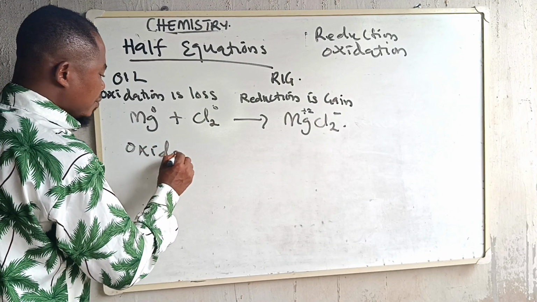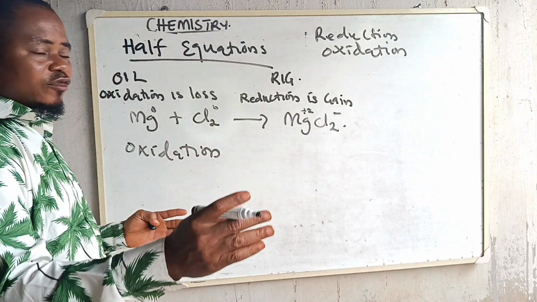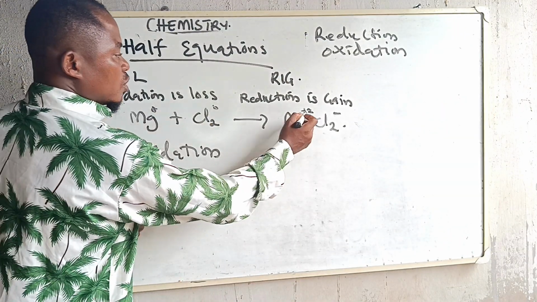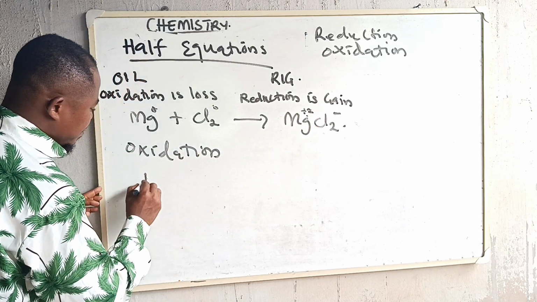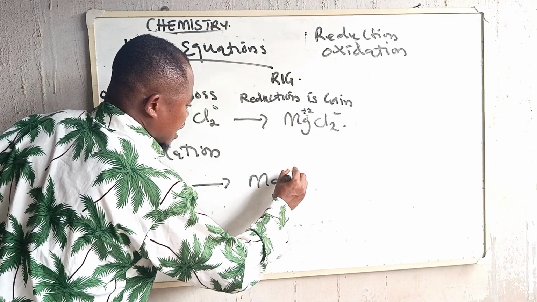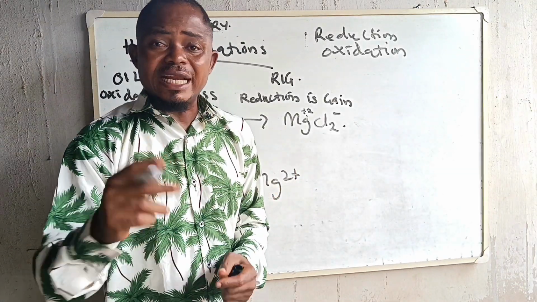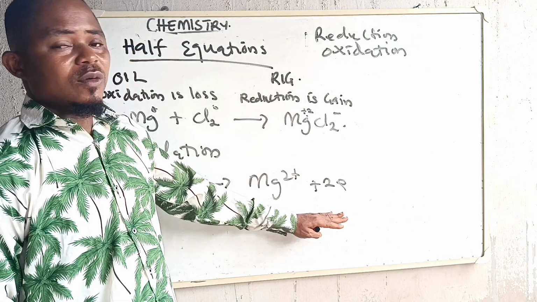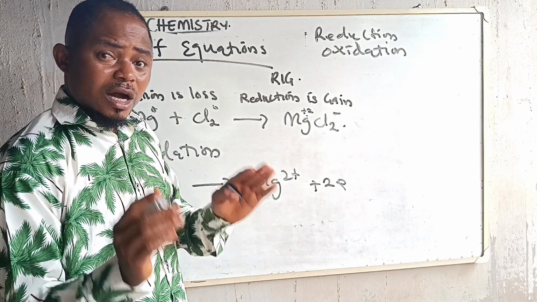Oxidation, a process that involves loss of electrons and an increase in oxidation number from 0 in magnesium to +2 on this side. That means magnesium went from what? 0 to magnesium 2+. And for it to become magnesium 2+, it has to lose 2 electrons. So we're going to have +2 electrons. And this is our oxidation process, the oxidation half equation.